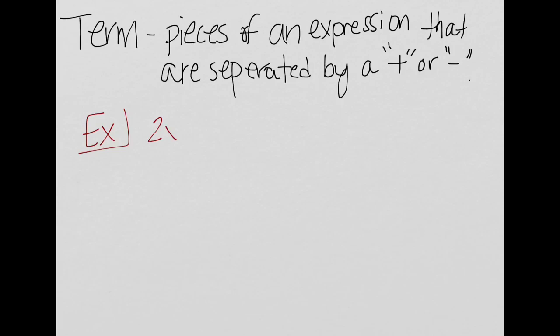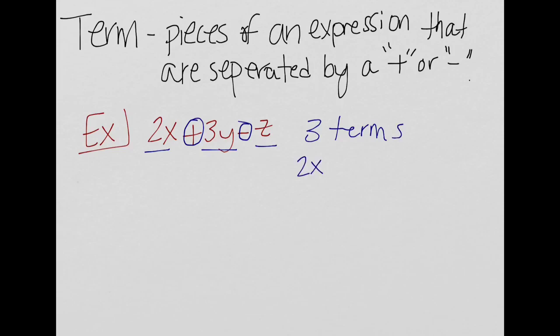So let's say I have 2x plus 3y minus z. Well, if you go identify your pluses and your minus signs, that's going to help you a lot. So there's a plus, there's a minus. And we said that terms are the things that those separate. So right here is a term, here's a term, and here's a term. So we have 3 terms here. And those are 2x, 3y, and z. So if they ask you what the terms are, you have 3 of them here, and they're separated by the plus or the minus sign.